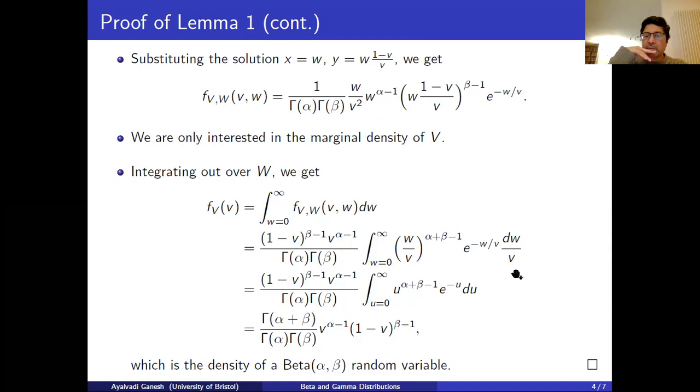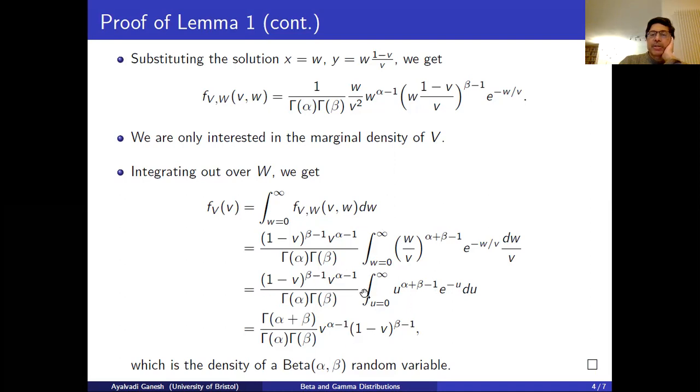And now we make a change of variables. So we call W over V, we call that U. So then U also runs between 0 and infinity. The first term is U to the alpha plus beta minus 1. You have e to the minus U. And U is W over V, so dU is dW over V. Remember, V is fixed. We are only integrating over W. Okay, so this V is fixed.